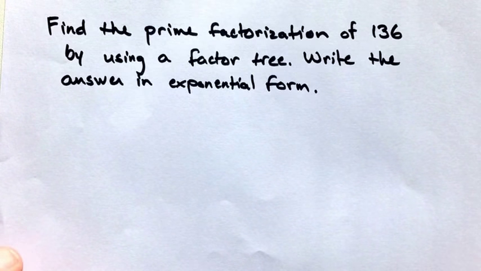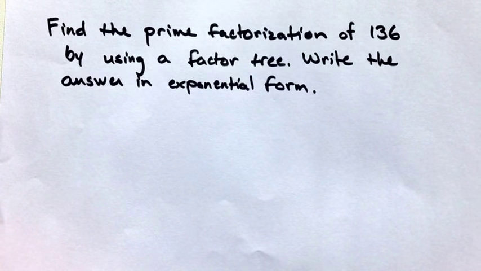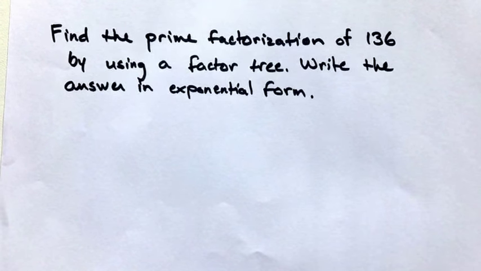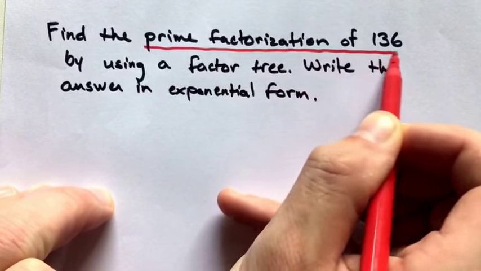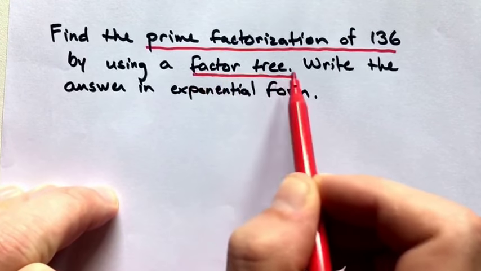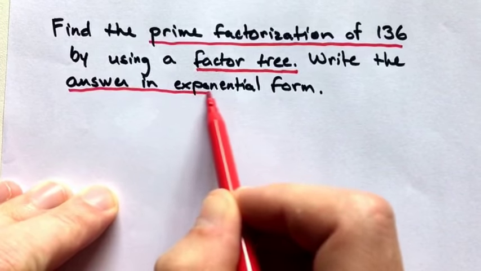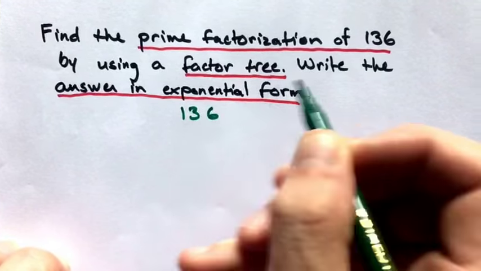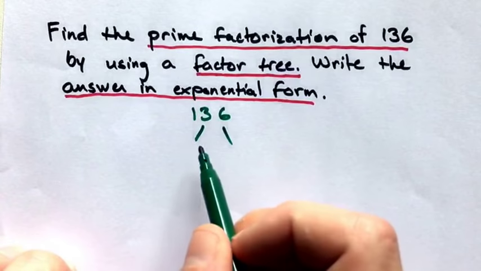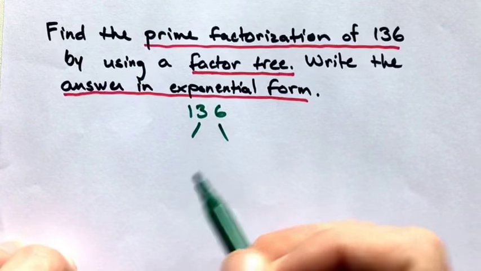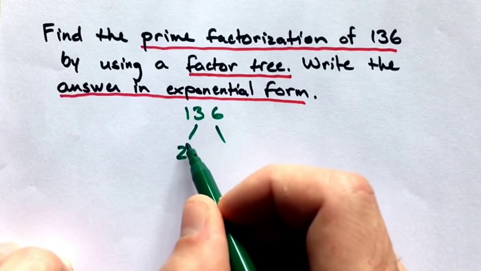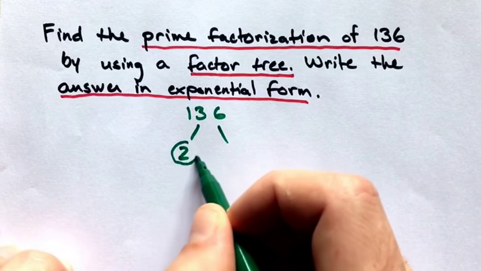Here we want to find the prime factorization of 136 by using a factor tree. Again, they want us to write it in exponential form. So, prime factorization of 136, factor tree, answer in exponential form. So we're going to take 136 and we're going to draw 2 lines. Now one of these has to be a prime number. Well, it doesn't have to be, but it's easier if it is. So let's take 2, we know that's a prime number. And since we know it's prime, we're going to circle it.